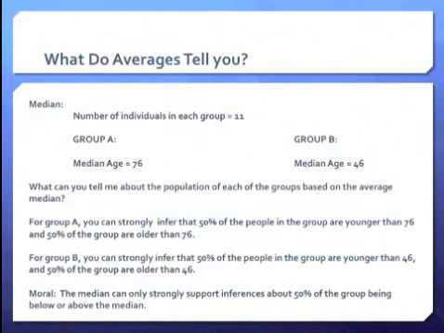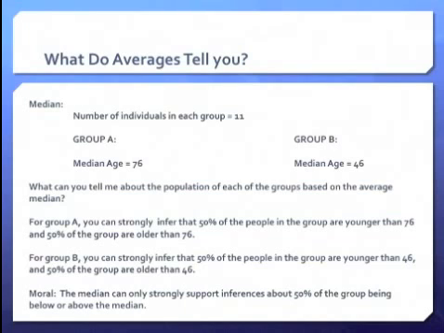For Group A, you can strongly infer that 50% of the people in that group are younger than 76 and 50% of the people in that group are older than 76. For Group B, you can strongly infer that 50% of the people in that group are younger than 46 and 50% are older than 46. So we can strongly support only inferences about 50% of the group being below or above the median if we are only given the median for a set.